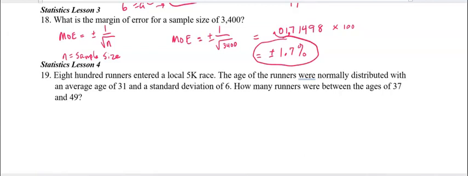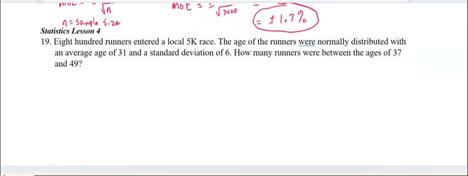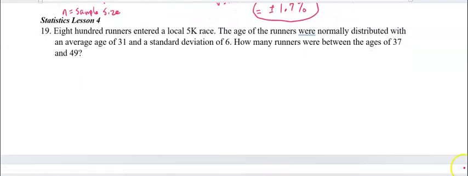All right, another thing I want to review with you, looking ahead to the semester exam, is this idea of the normal distribution. So let's just do our standard normal curve.